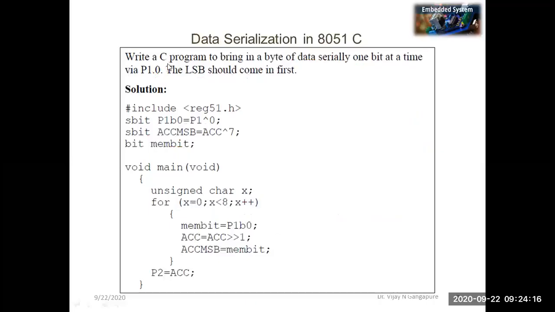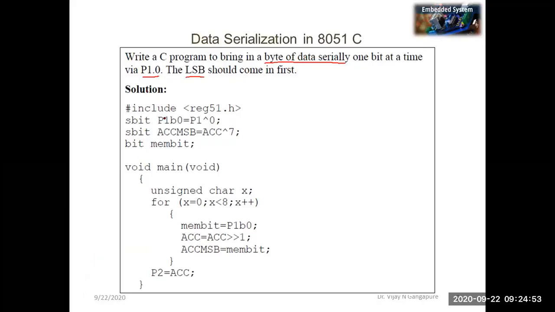Next program is: write a C program to bring in a byte of data serially 1 bit at a time via same pin number 0 of port 1, and LSB should come in first. Now see, so now we have to receive data serially. Byte of data we should receive serially 1 bit at a time, and LSB should come in first, and we should receive that data from pin number 0 of port 1.